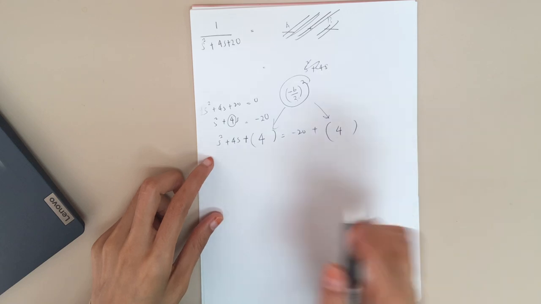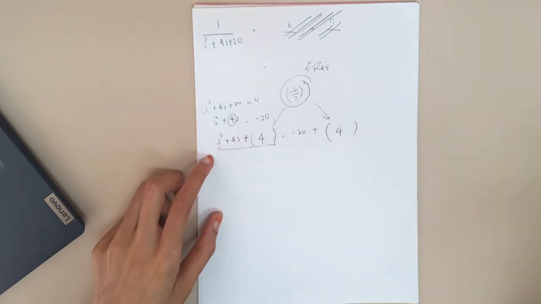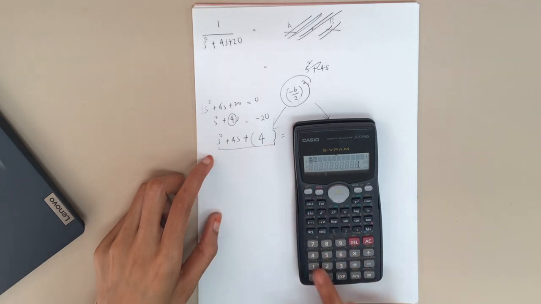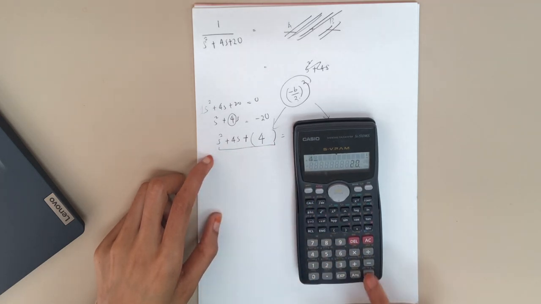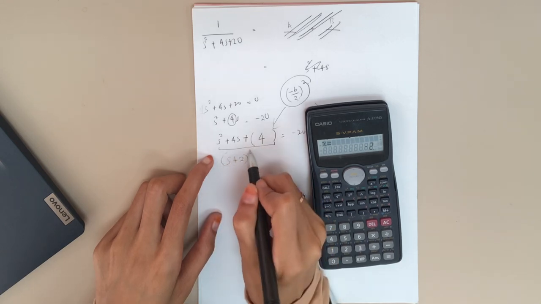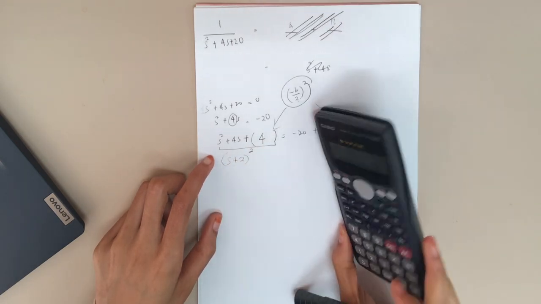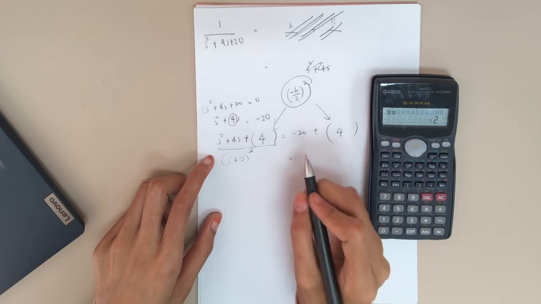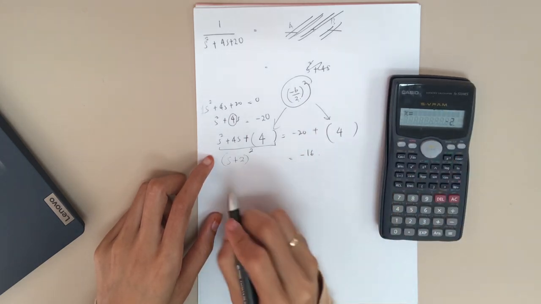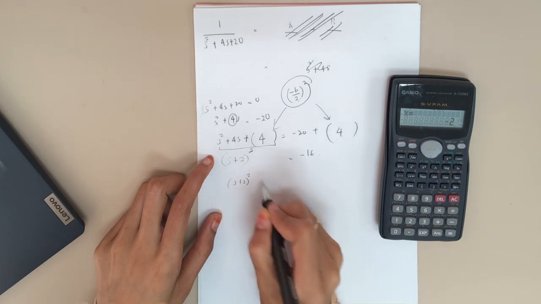So after that, for this side, using your calculator now, factorize it. So 1, 4, 4, you will get s plus 2 squared. And then on the right-hand side, you get negative 16. So negative 16 now, you bring to this side back.